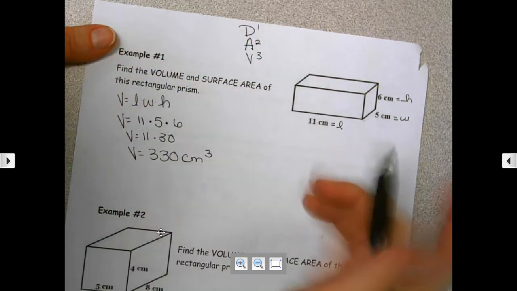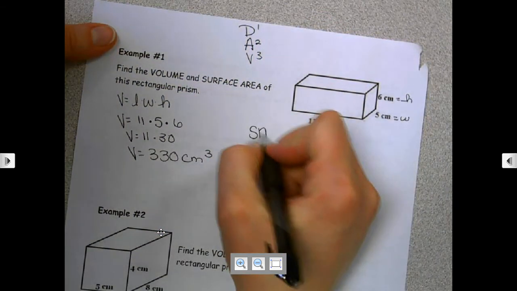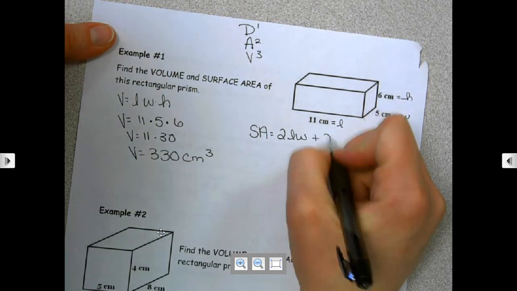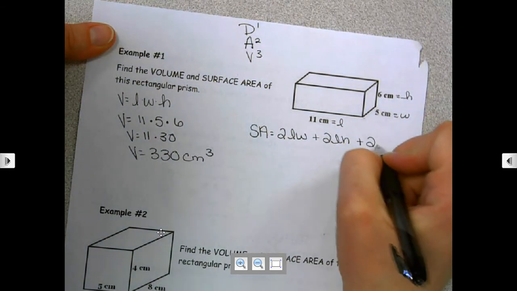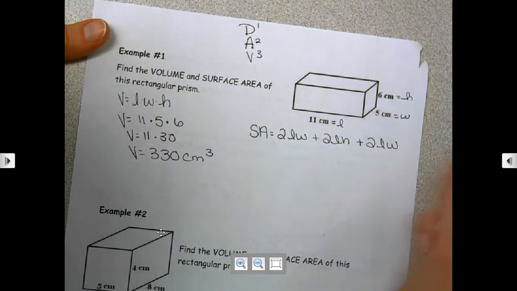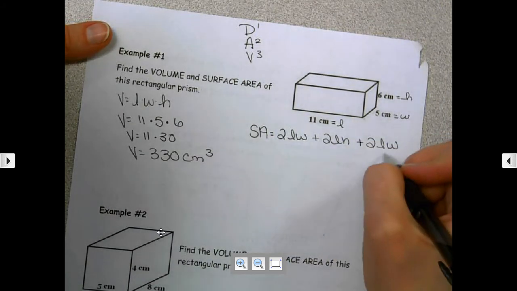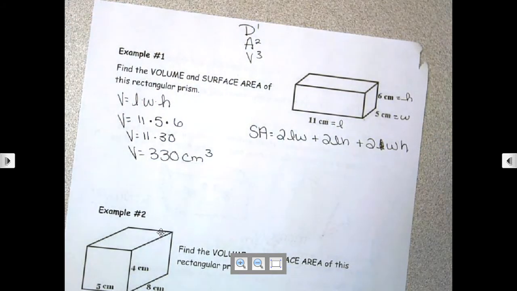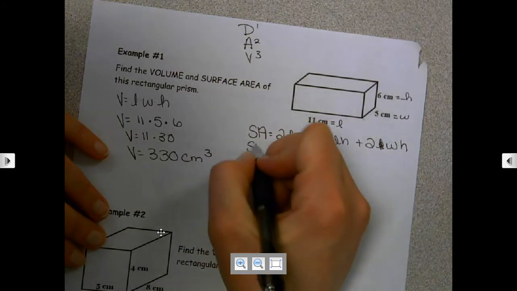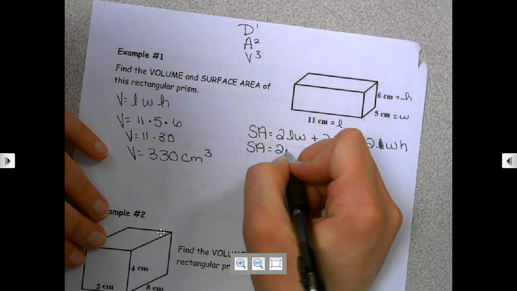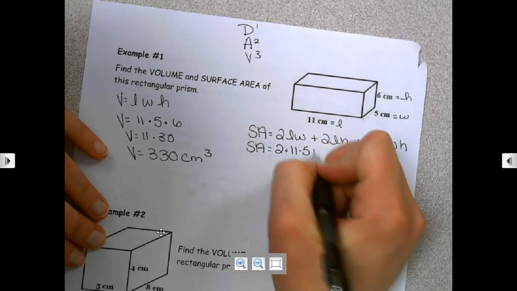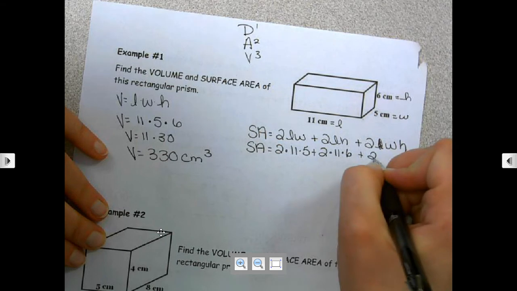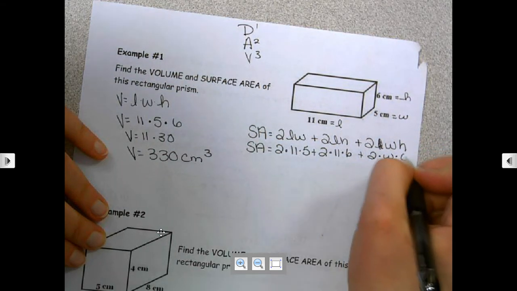Okay, we're going to go on to the other side. We're going to do some surface area. Surface area, the formula is 2LW plus 2LH plus 2, what did I miss? Oh, 2WH. There we go. Okay, we're going to go ahead and plug in. We have 2 times our length times our width plus 2 times our length times our height plus 2 times our width times our height.